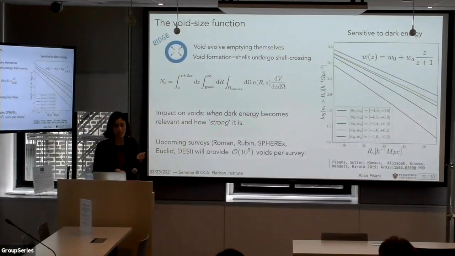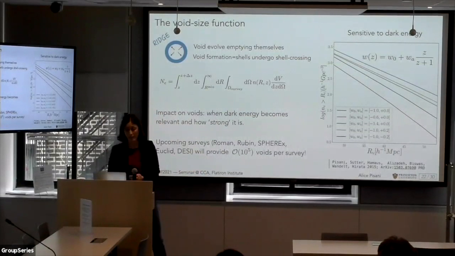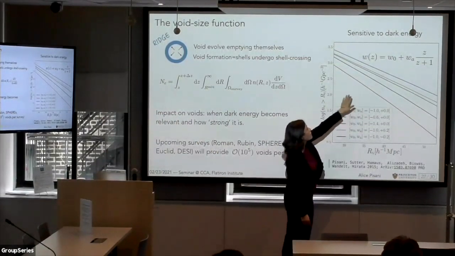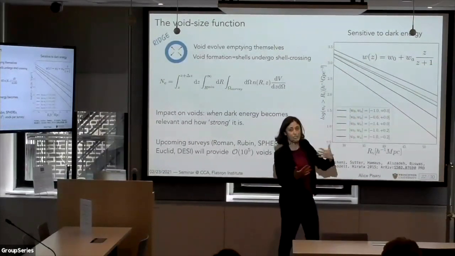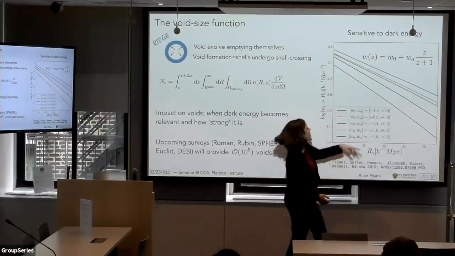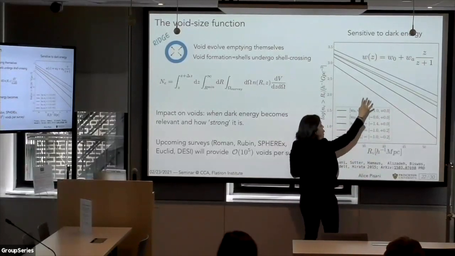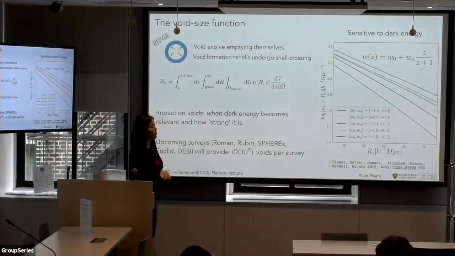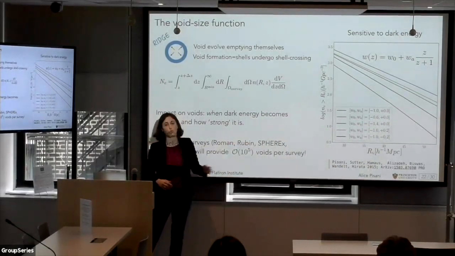And the reason for this is that the moment when dark energy becomes relevant, and how strong it is, will change voids that are, after all, dark energy dominated objects. And this is what you see here. By changing the values in the dark energy equation of state, w0 and wa, that will basically control the time evolution of the dark energy equation of state, the number of voids will change for voids of different sizes. This framework allows us to make a prediction on how many voids we're going to have.